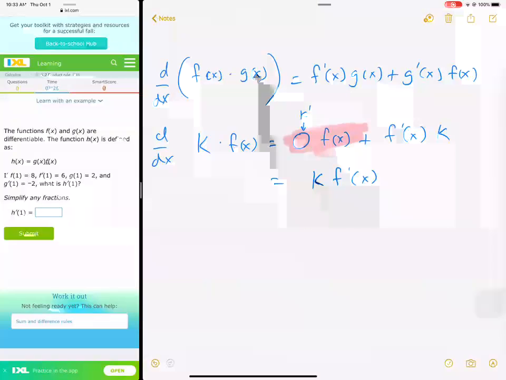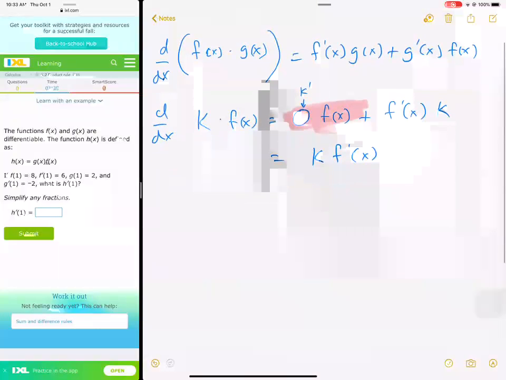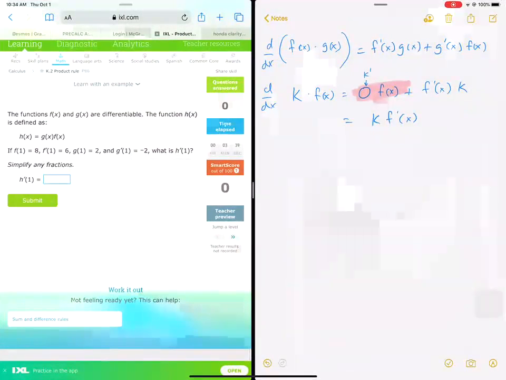Now, what they're going to have you do in IXL looks quite terrible, but it is no different than what we've been doing already. So let's go ahead and look at our example in IXL, and let's read it. The functions f and g are both differentiable. That means we can take the derivative. We mentioned that before in our definition. The function h of x is defined as g of x times f of x. They just reverse it, not a big deal. These are just letters.